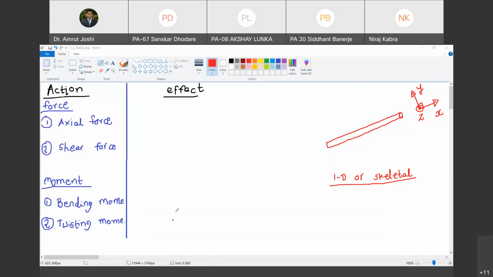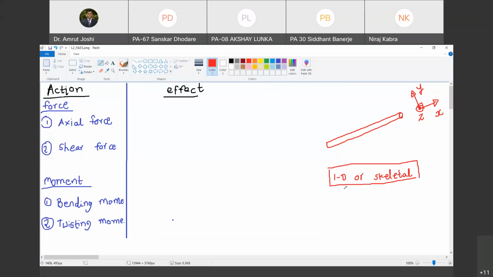First category, where one dimension of the structure is larger than the other two dimensions. So the one I have drawn here. So beam, columns, they fall in this category. Truss members, they fall in this category, where their one dimension is dominant over the other two orthogonal directions. ऐसे members को हम बोलते हैं 1D और skeletal members. Are you with me? Yes, sir. So one dimensional or skeletal members.